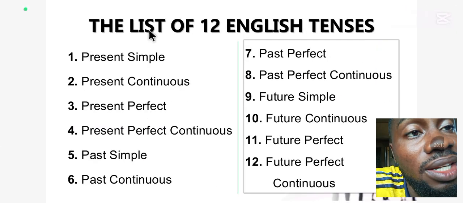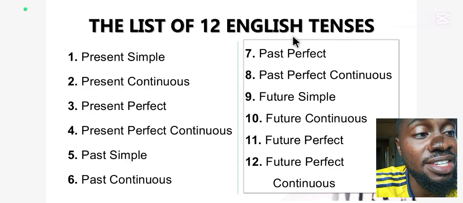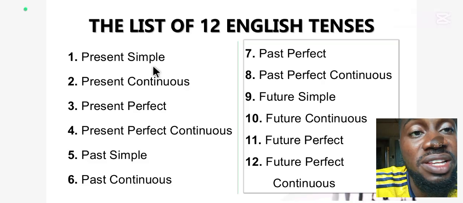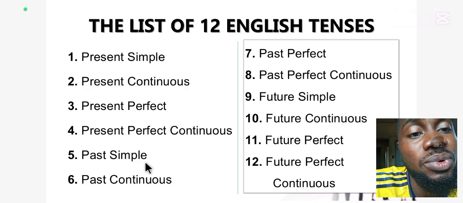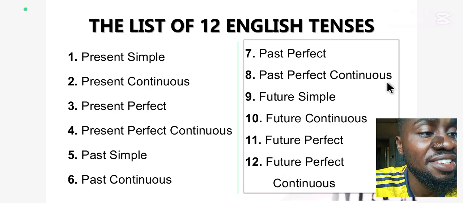Moving on, the list of the 12 English tenses that we just discussed. First is the present simple tense, present continuous tense, present perfect tense, present perfect continuous tense, past simple tense, past continuous tense, past perfect tense, past perfect continuous tense, future simple tense, future continuous tense, future perfect tense, future perfect continuous tense. Those are the 12 English tenses.